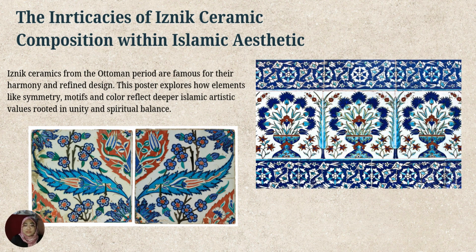Iznik ceramics were developed during the Ottoman period, mostly between the 15th and 17th century. They were produced in the town of Iznik, in modern-day Turkey, and became famous across the Islamic world for their detailed floral design, bold colors, and balanced composition. The ceramics were used to decorate architectural spaces like mosques and palaces. They also appeared as dishes, tiles, and vessels.